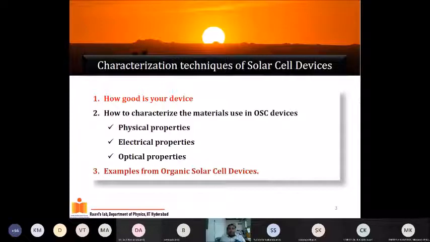Okay, so we would try to use various opportunities that come when we want to understand our own systems. So we characterize the physical properties, electrical properties, optical properties. We use all these things to get a complete understanding of the material part and see how this enhancement in the understanding of these material properties helps us in understanding the overall device performance. And I will get to this entire story by examples from various organic solar cell devices in our lab, something which we have done ourselves.